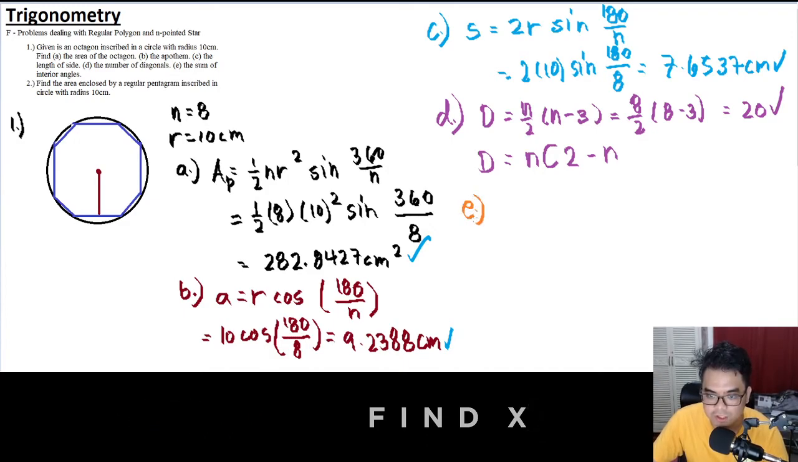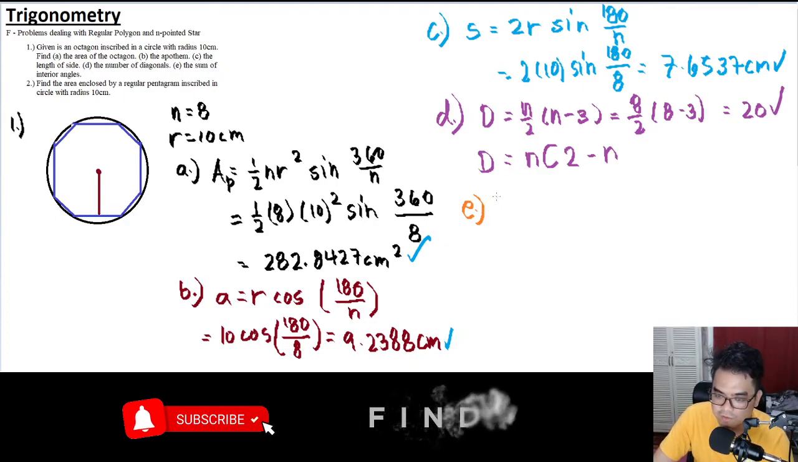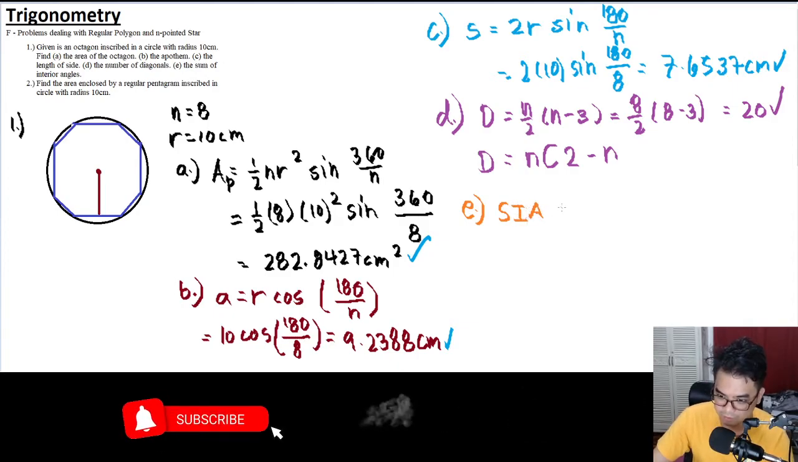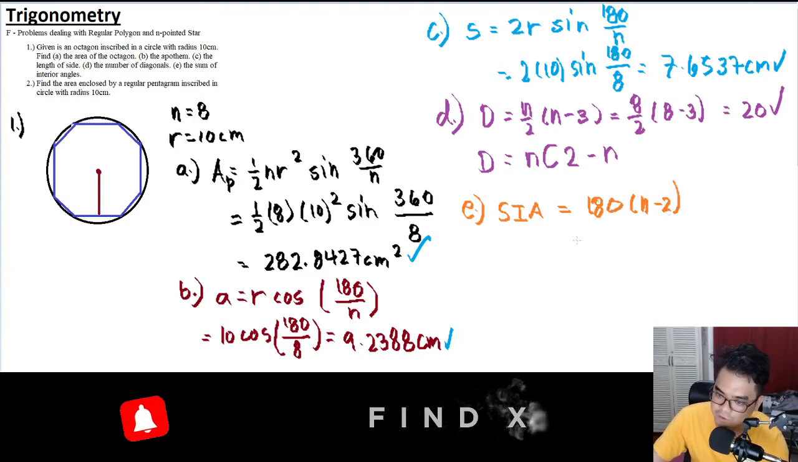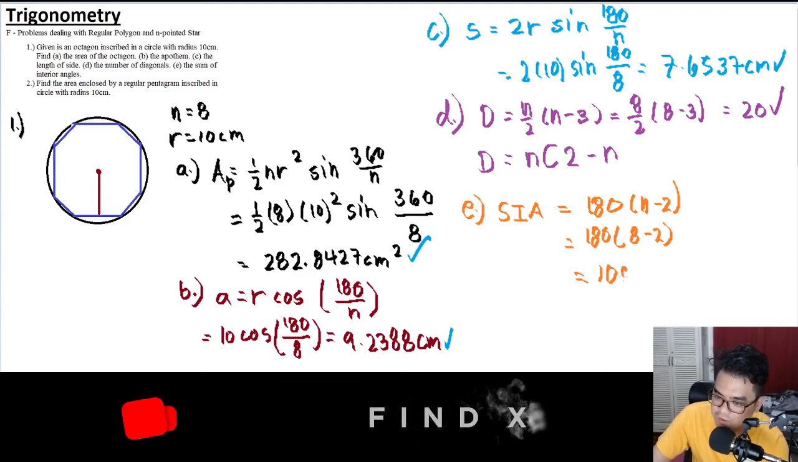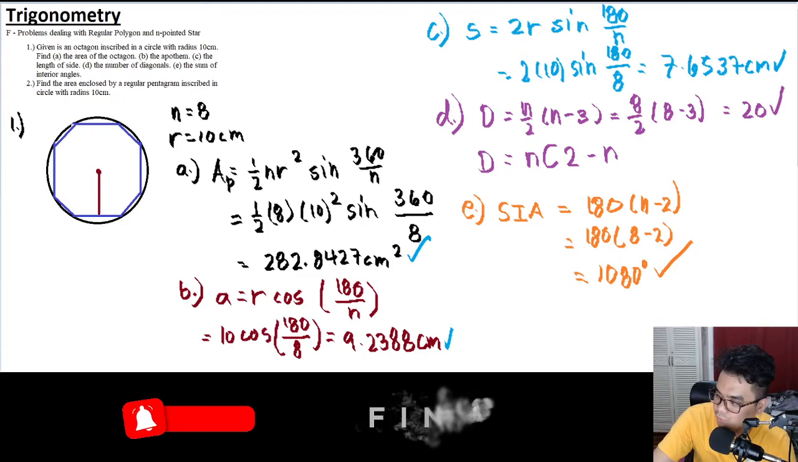Okay, so for letter E, what's E? The sum of interior angles. Sum of interior angles is quite simple. Let's say that it's SIA, sum of interior angles. That is just 180 times n minus 2. So this will be equal to 180 times 8 minus 2, so this is 1080 degrees, and this will be your answer. Okay, so we are done with number 1. Let's proceed to number 2.